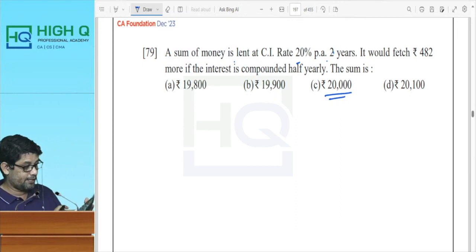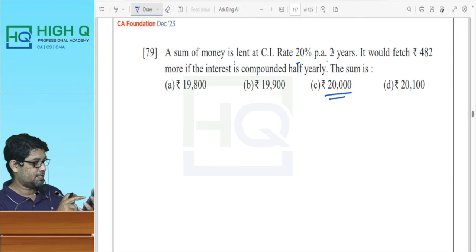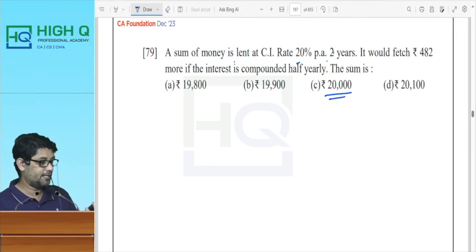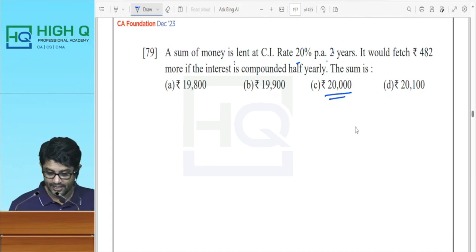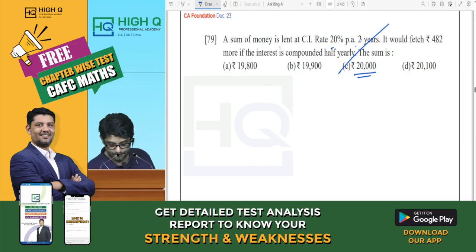So 20,000 plus 20% plus 20%. Am I right, my dear? Which is 28,800. M plus. Yeah, M plus. Next, half yearly basis. That means 10%, 4 times I have to add. 20,000 plus 10% plus 10% plus 10% plus 10% minus the earlier amount is equal to 482. Option C. This is a very simple question. I think everyone would have got the answer, right?